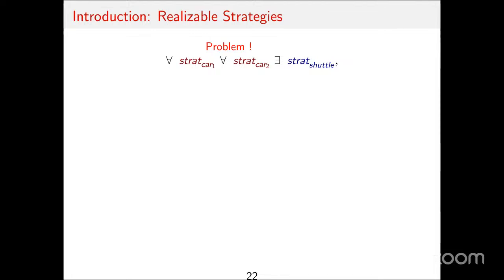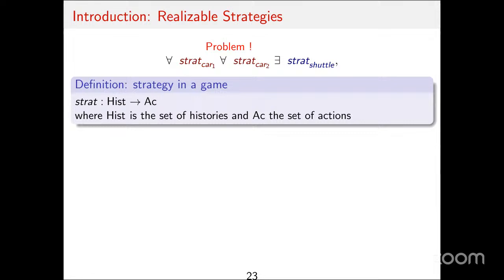It's a problem about dependencies of the quantifiers. So just to enter a little bit in the details, a strategy usually is defined as a map from histories to actions. A history is just a finite play in a way, and it tells you, once you have your finite play, what is the next action you have to choose.